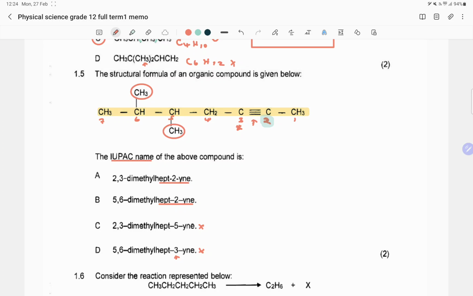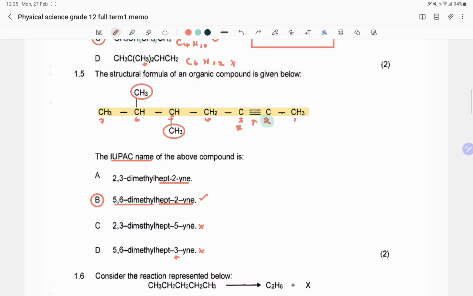Now let's look at this. This is now a 5,6 because this is carbon 5, this is carbon 6. So a 5,6-dimethyl. Where do we have that? There is 5,6-dimethyl. So this one takes the crown because it numbers the position of our functional group, which is the triple bond, correctly, and it mentions the substituents correctly. It mentions the parent chain correctly. So this is the answer.